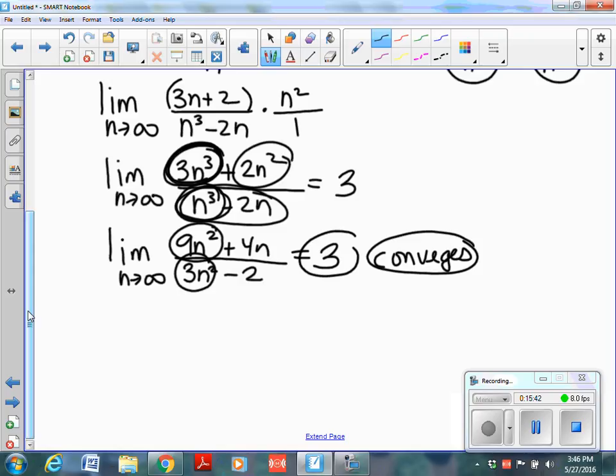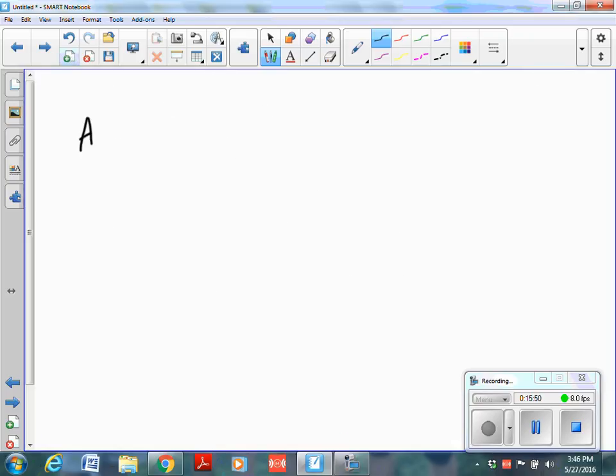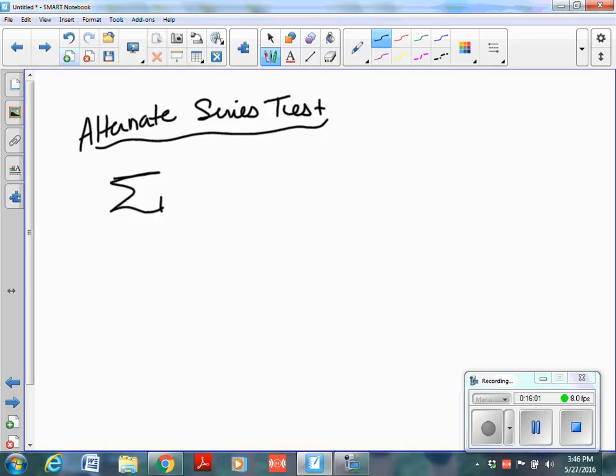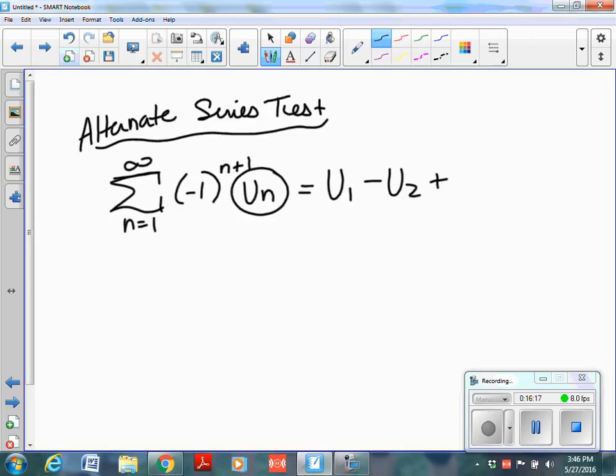Okay, I have just a few more things to talk about. I need to talk about the alternating series test. For example, if you have some series n equals 1 to infinity, and you have this (-1)^(n+1) times some, whatever this is, what's going to happen is every time it's going to keep going positive, negative, positive, negative, and so on.